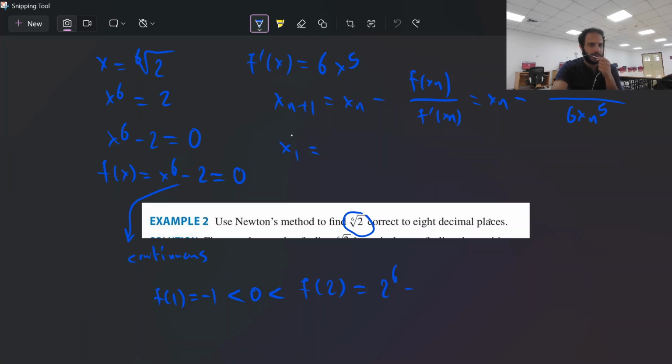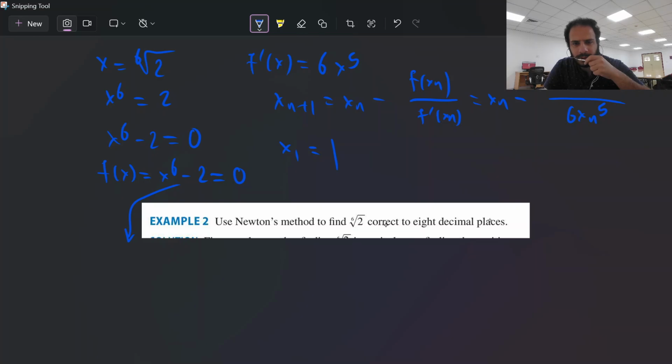Here I will choose x1 equals 1, okay? So let's solve now. The other idea that we will need is that we want to estimate it correct to 8 decimal places. I will show you while we solve how to know whether it's accurate to 8 decimal places or not. So x2 equals what? You apply this formula. You substitute x1 in this formula. Let's start.